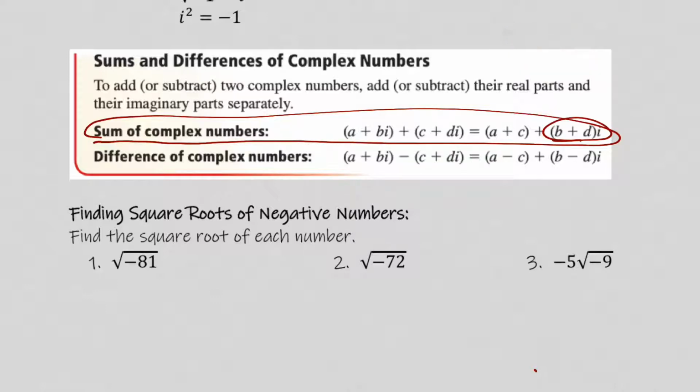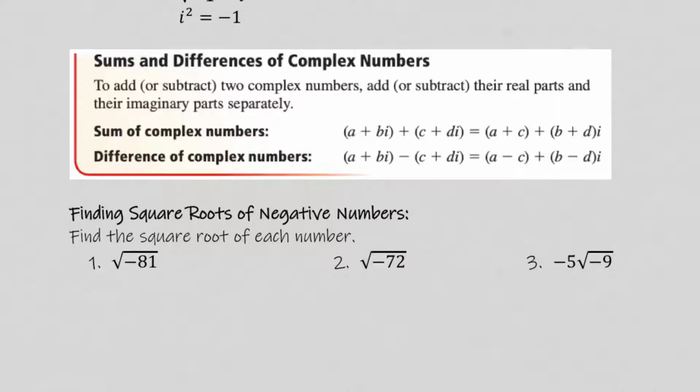And then with subtraction, let's talk about the difference of complex numbers. It means the sign in between is minus, so we're going to subtract. Instead of adding a and c together, we take a and we subtract c, because c is what comes after the minus sign. So it's a minus c, and we get our real number in our solution. Then you take the b and you subtract the d, and that goes with i, okay?